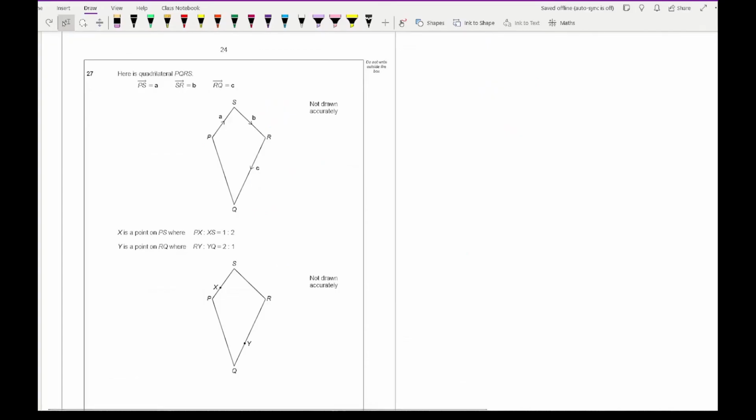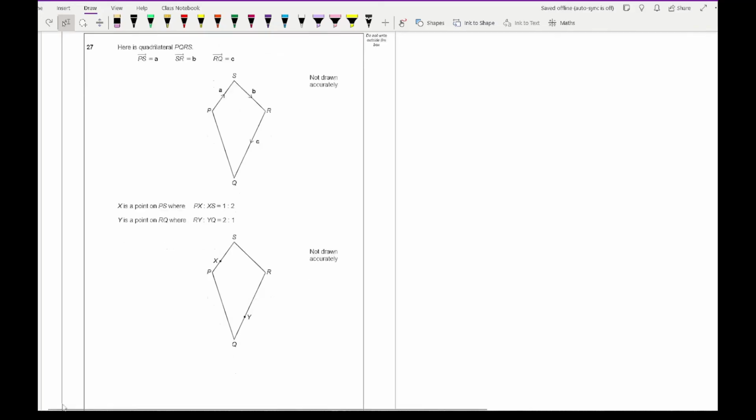So looking at question 27, it's a vectors question. I can see that straight away. So it says here is a quadrilateral PQRS, and we've got our vectors from each point. Now the information that we're given is that X is a point on PS where PX to XS is 1 to 2, and Y is a point on RQ where RY to YQ is 2 to 1.